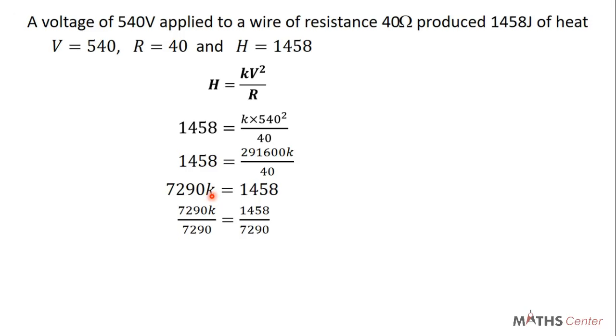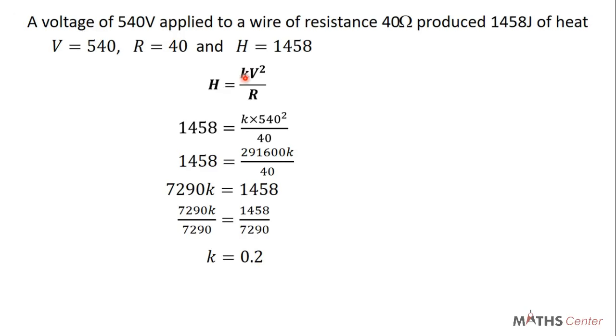So we divide the left hand side by 7290. We divide the right hand side by 7290. And K is equal to 0.2. So you see that immediately you get to this level, the rest is solving linear equation. So if you solve this linear equation, you are going to have K as 0.2. Now remember, this is the expression.